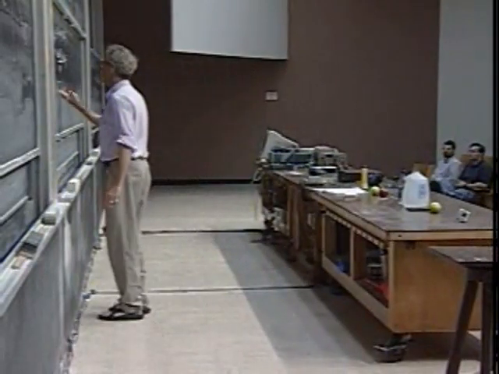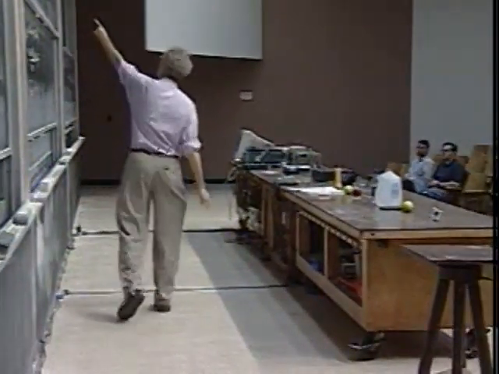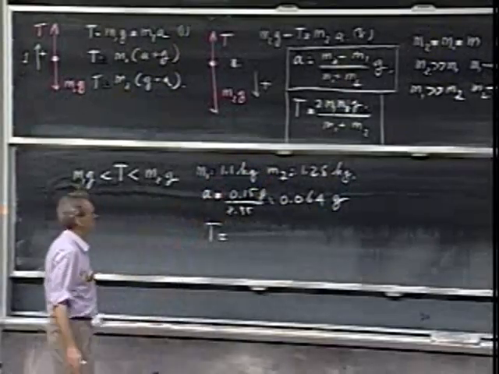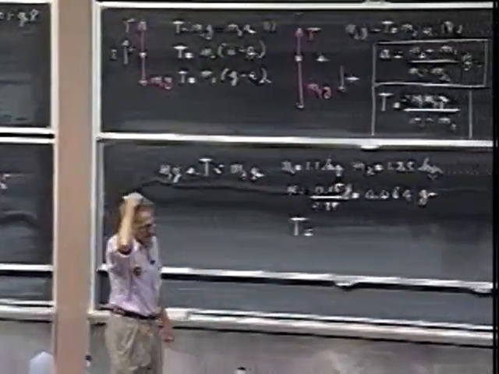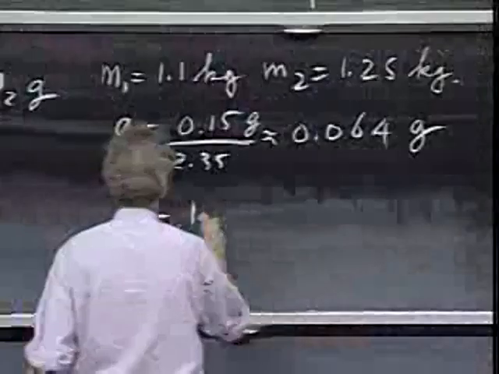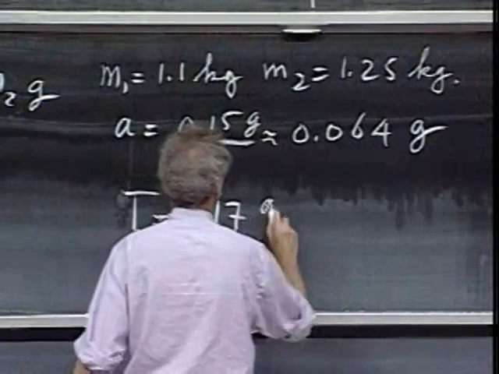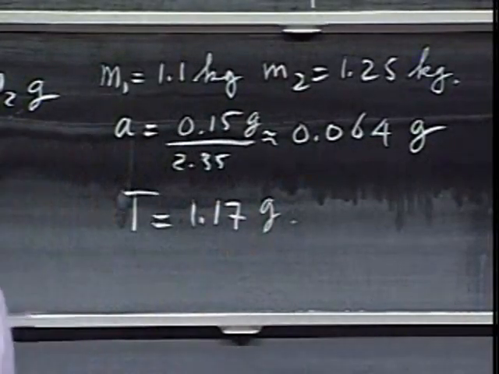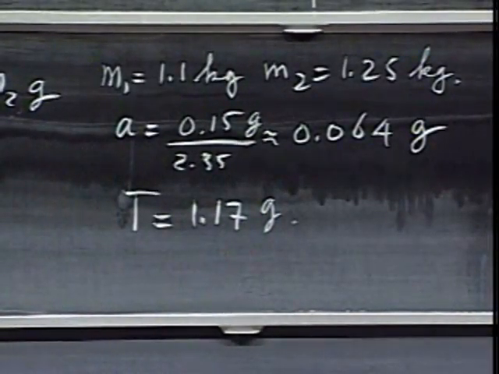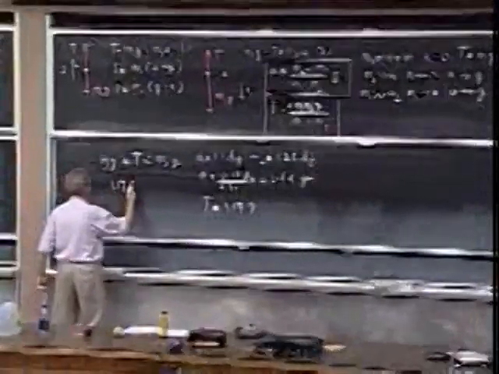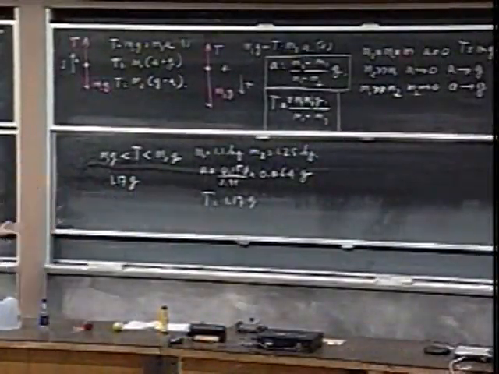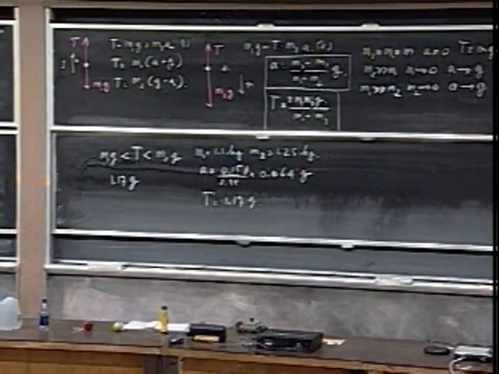What is the tension? Well, I substitute my numbers for m1 and m2 in there. You can take for g 10 if you like that. And you will find that the tension equals 1.17 g. And now, look at what I predicted. They both weigh 1.17 g. That's non-negotiable. That is my definition of weight. The tension in both sides is the same. That's my definition of weight.